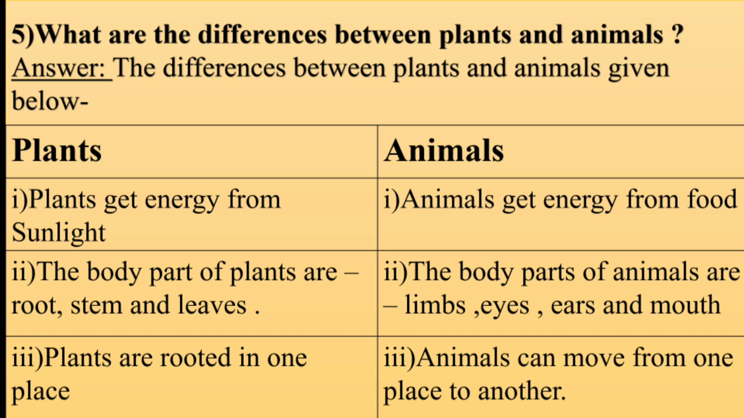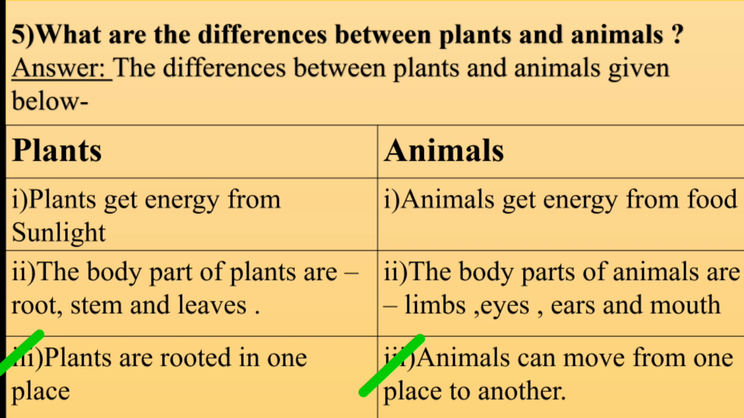So what are the differences? First one is, plants get energy from sunlight and animals get energy from food. Second point is, the body parts of plants are root, stem and leaves. On the other hand, the body parts of animals are limbs, eyes, ears and mouth. Third point is, plants are rooted in one place. On the other hand, animals can move from one place to another.